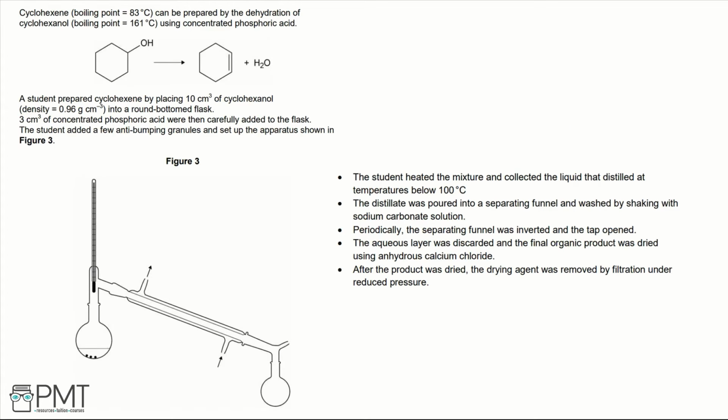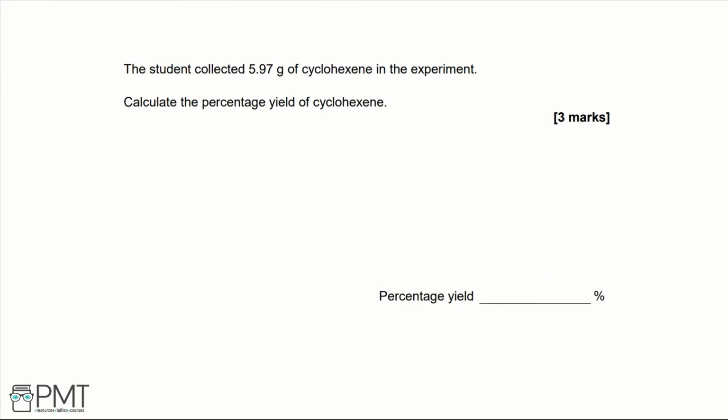The first thing we need to do with this question is highlight the key pieces of information. So that's the volume of cyclohexanol and its density, and that we've got the structures of cyclohexanol and cyclohexene, also the mass of cyclohexene that we collect. So this is all the important information that we're going to use to help work out the percentage yield of cyclohexene.